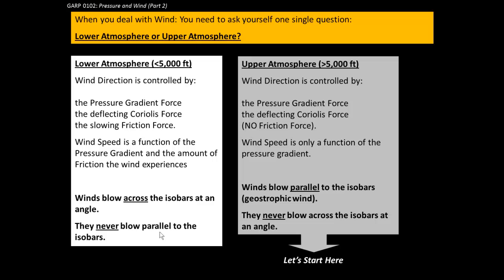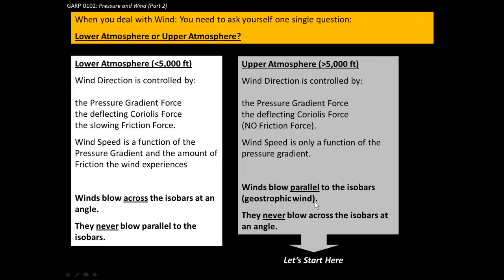Here's the upper atmosphere. In the upper atmosphere, wind direction is controlled by the pressure gradient force and the Coriolis force. There is no friction force. Wind speed, therefore, is only a function of the pressure gradient. Winds have to blow parallel to the isobars. They can never ever cross the isobars. So this here is your little cheat sheet index card for wind speed and wind direction.